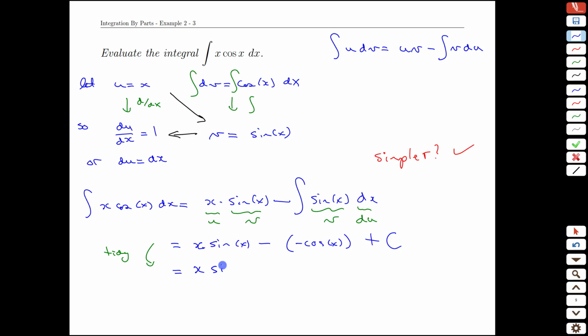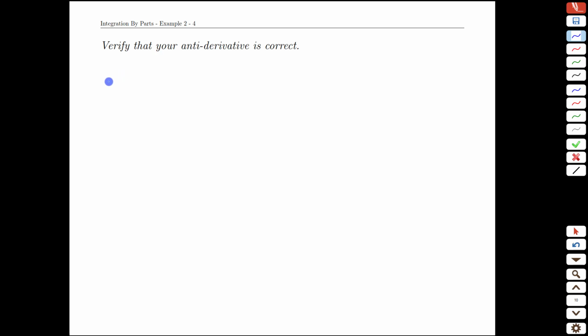And it's always nice to tidy things up if we can. We'll have an x sine of x plus cos of x plus c. Again, not at all obvious that this is the antiderivative of x cos x. I'm just going to copy here again.